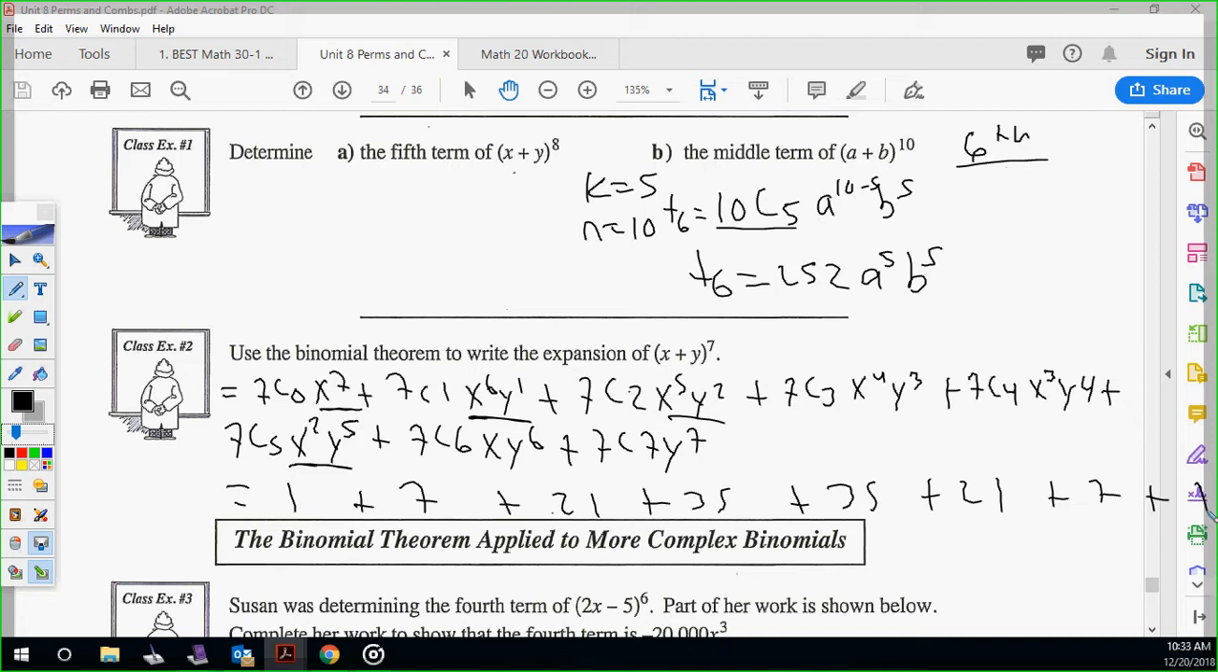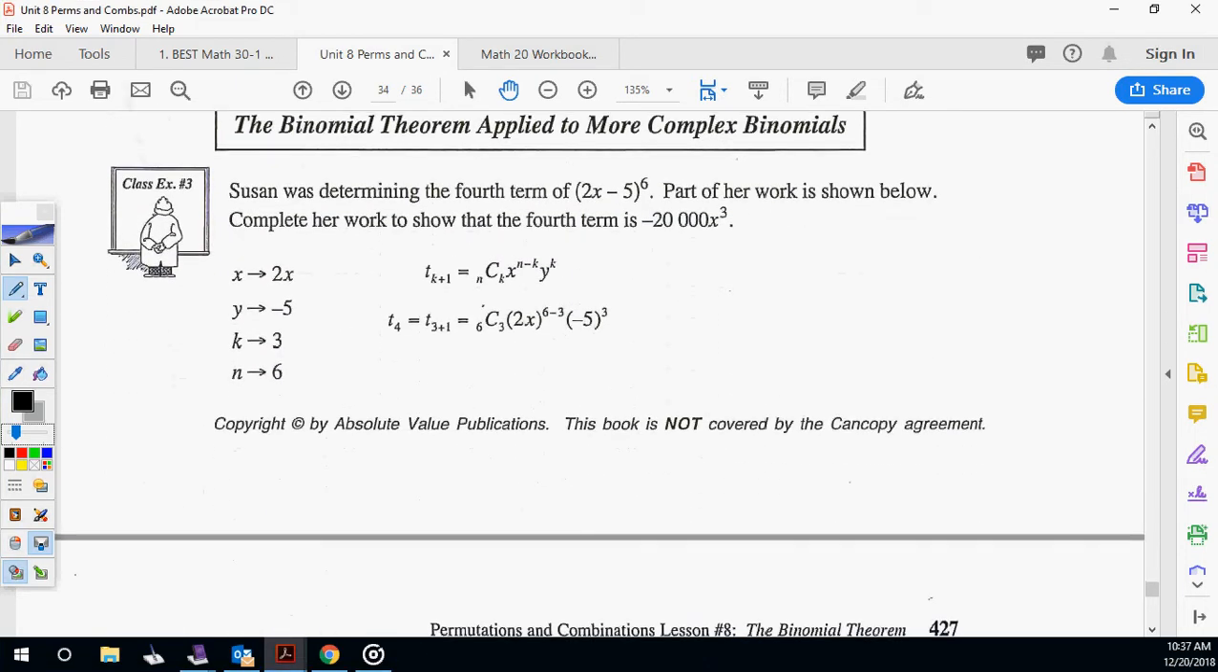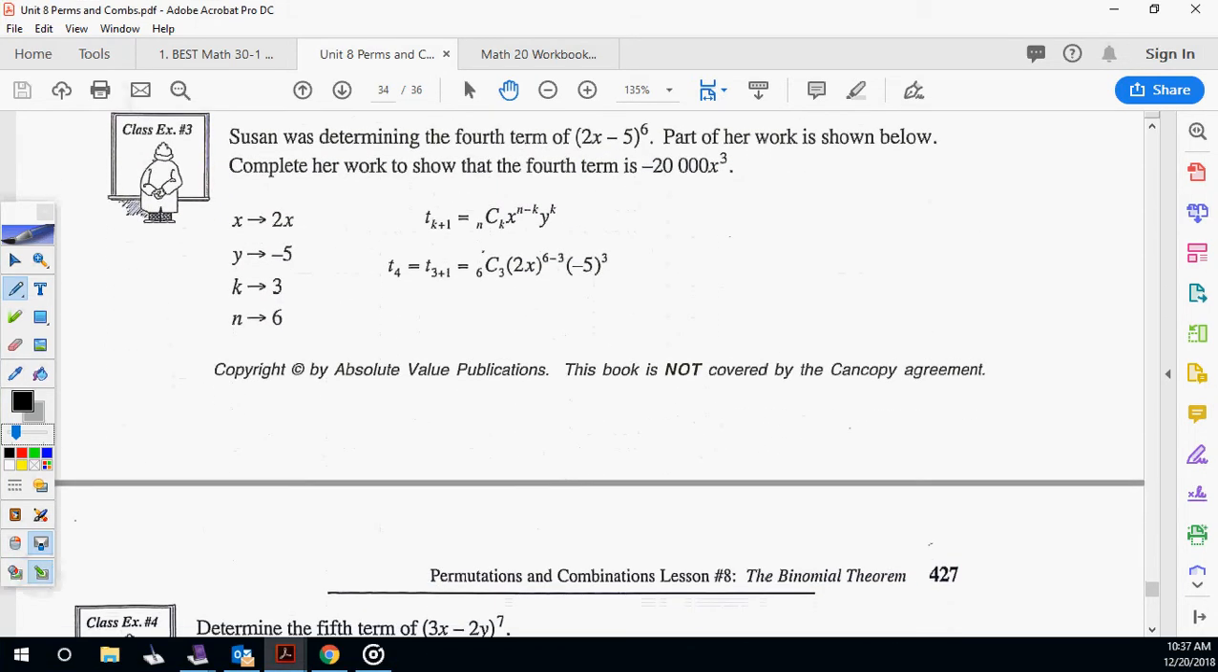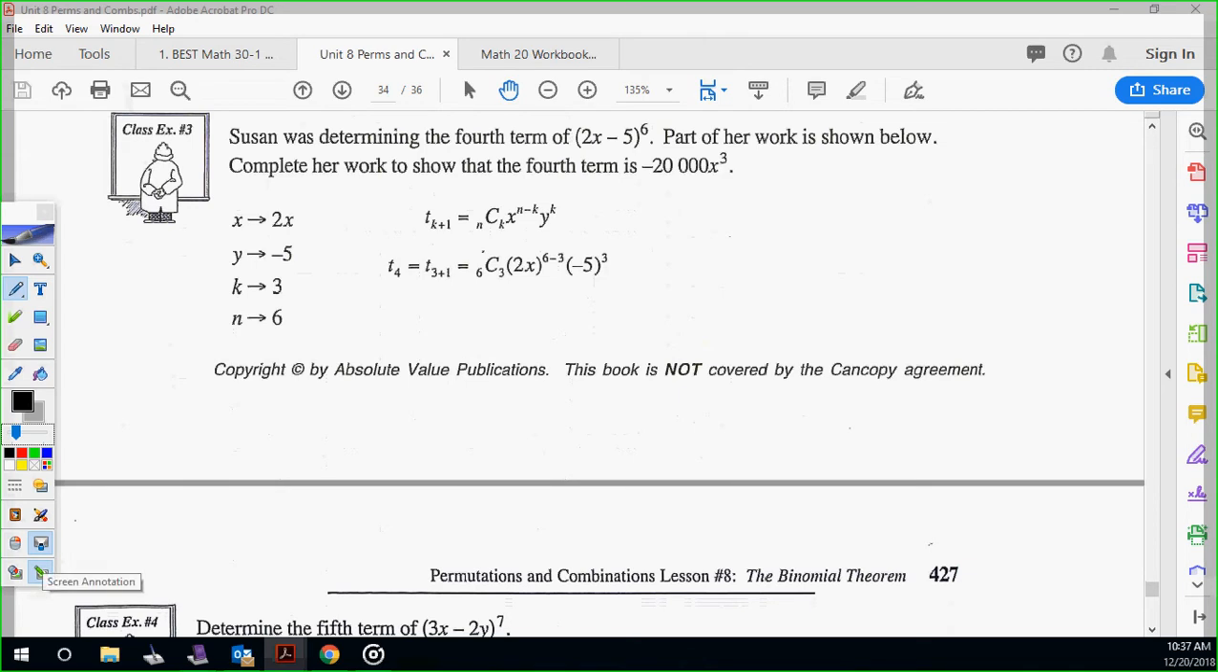All right. And then if you think that was confusing, then you probably don't want to read the next line. The binomial theorem applied to more complex ones. Okay, if that was complex, we're going to go more complex. Okay, it says Susan was determining the fourth term of 2x minus 5. So what's changed is that we have some coefficients within the binomial. So we have to kind of keep track of that. So you see we have a 2x now and a 5.